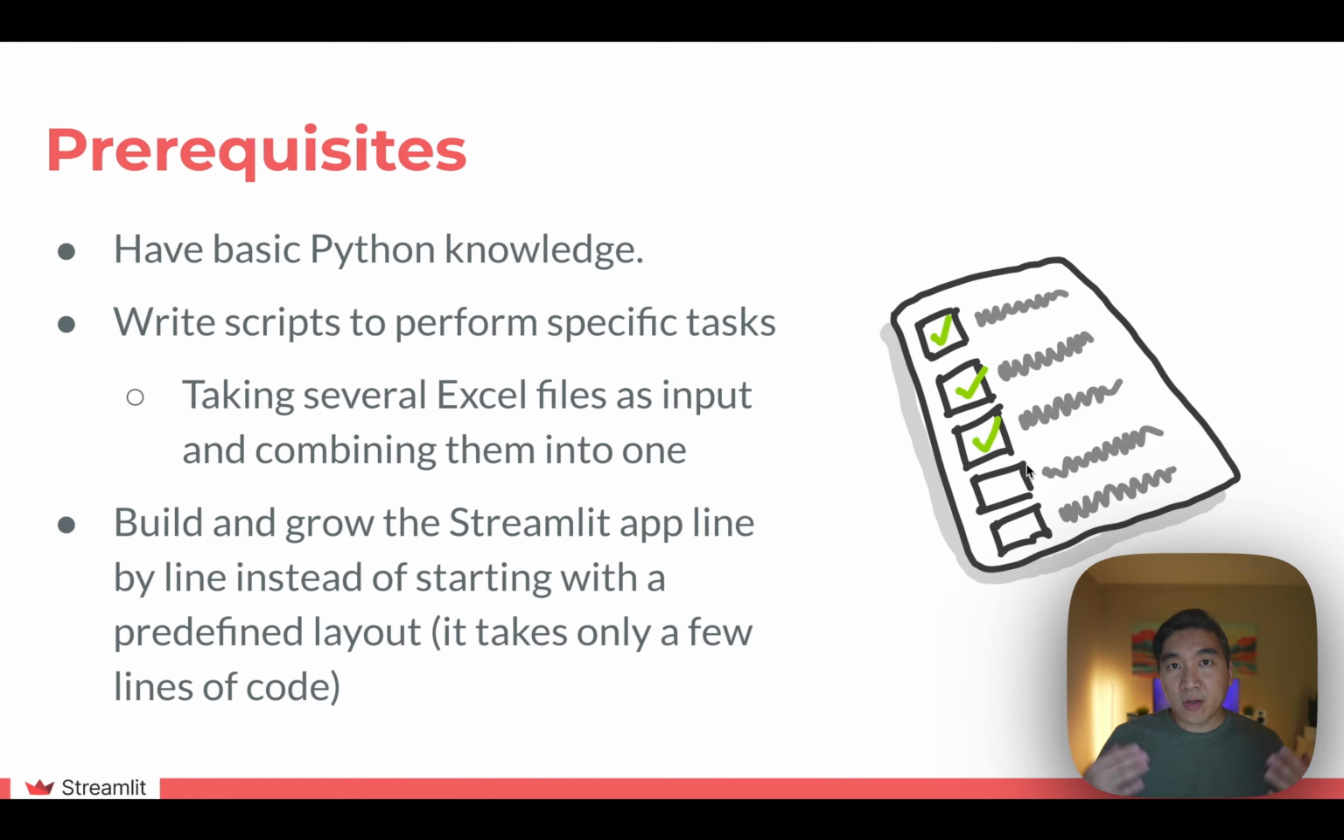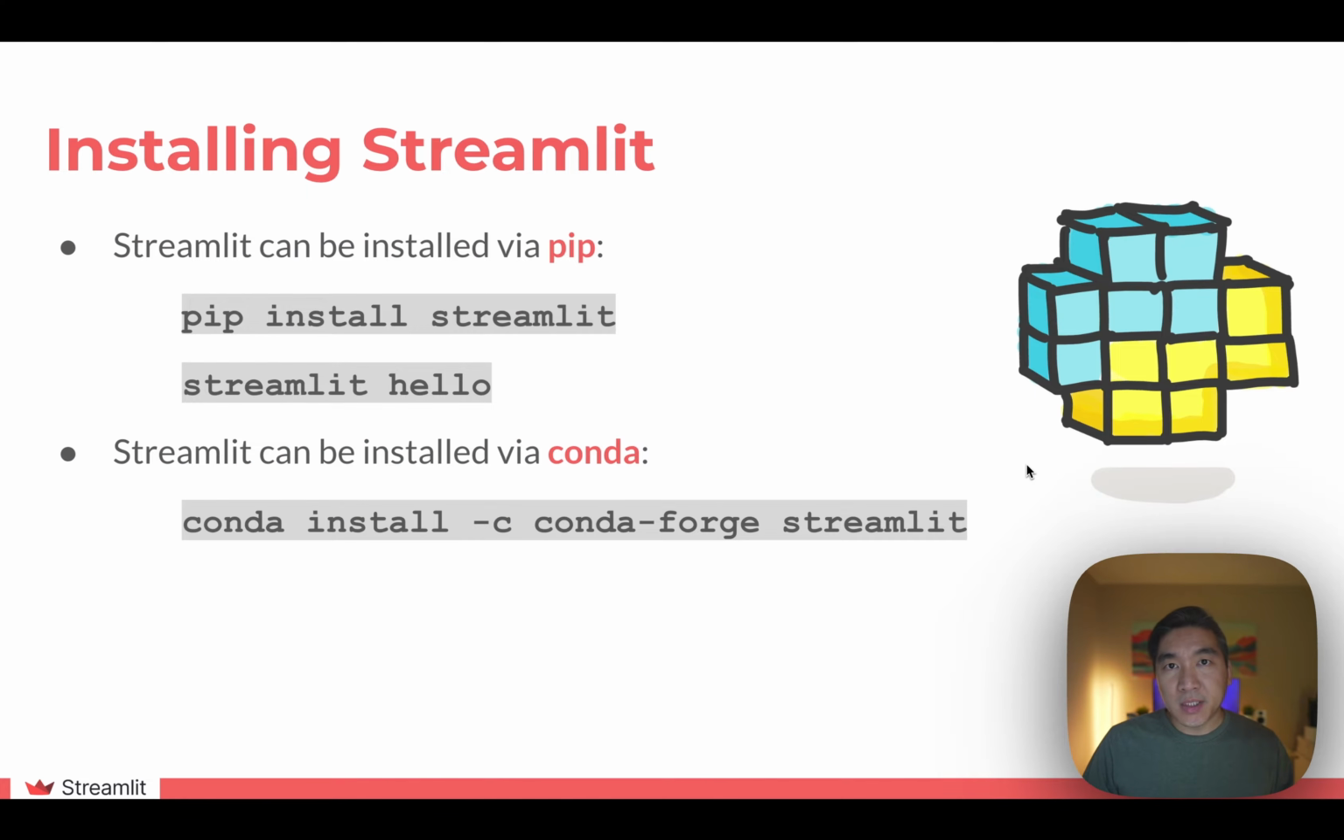And so what are some of the prerequisites that are required? Well, if you have basic Python knowledge and you're able to write Python scripts to perform specific tasks, such as, for example, taking several Excel files as input and then combining them into a single file, then you'll be able to easily transfer those skill sets into developing your own web application using Streamlit as the UI. So installing Streamlit is as simple as pip install streamlit, and then if you want to see the demo, you could type in streamlit hello into the terminal command prompt. Or if you would like to install it using Conda, you could do conda install streamlit.